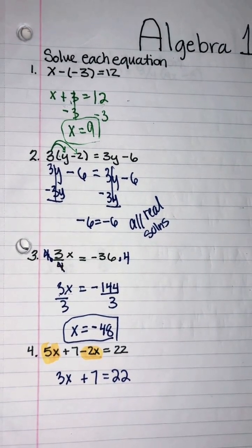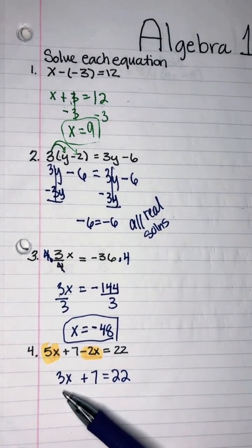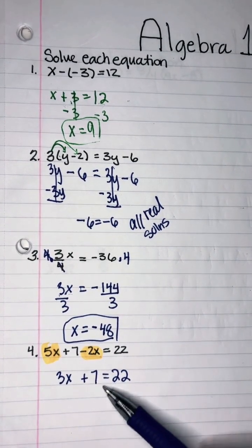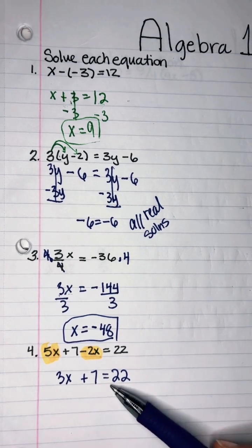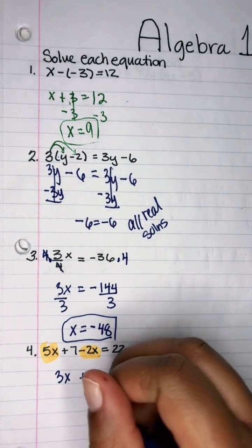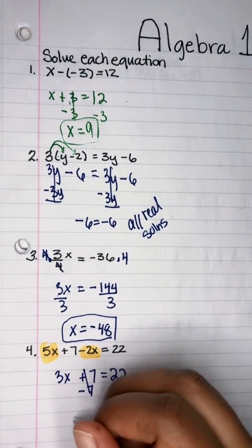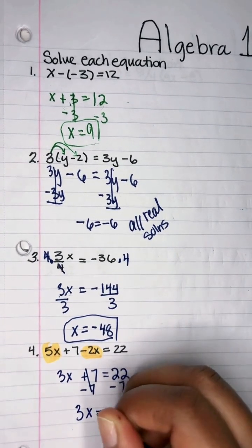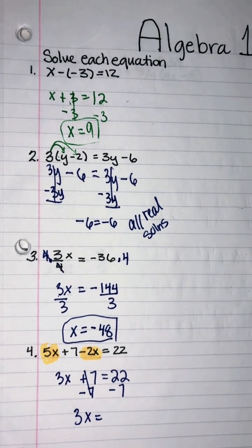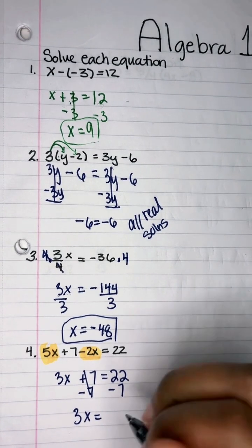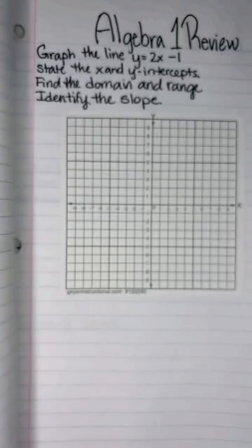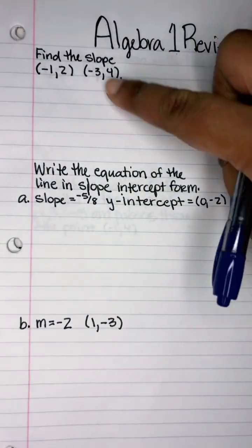Okay, now we want our 3x by itself, so we're going to have to move this positive 7 to the other side, and we're going to do that by subtracting 7, doing the opposite, and we get 3x equals 22 minus 7, which is 15.